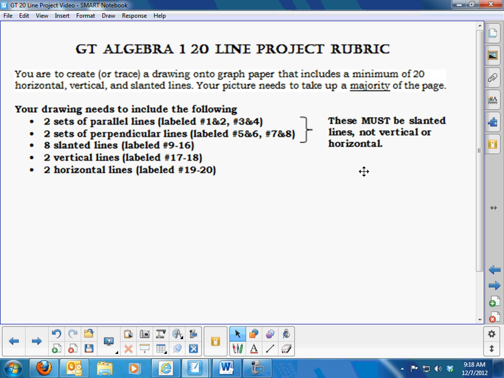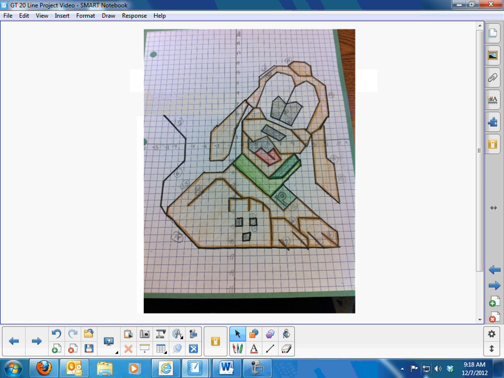Then you need to have two sets of perpendicular lines. Somewhere in your drawing, you need to have two lines that would be perpendicular to each other if they were full lines instead of line segments, which is what we're really doing here in this project. Then you are going to have 8 slanted lines, any form, positive slope, negative slope, I don't care. You need to have 2 vertical lines and 2 horizontal lines. All of that together will give you 20 lines. Remember, your drawing is probably going to have way more than 20 lines, but you're going to choose 20 lines to use for the project.